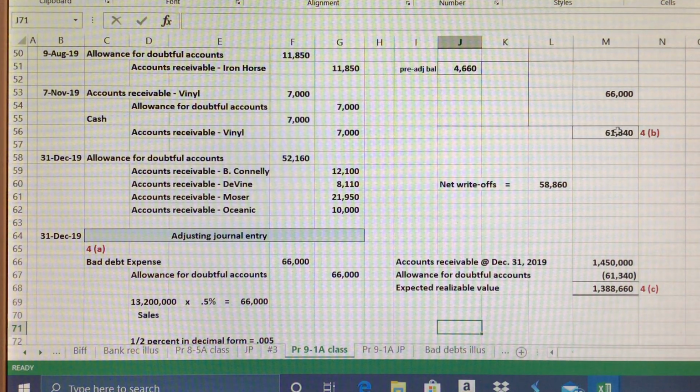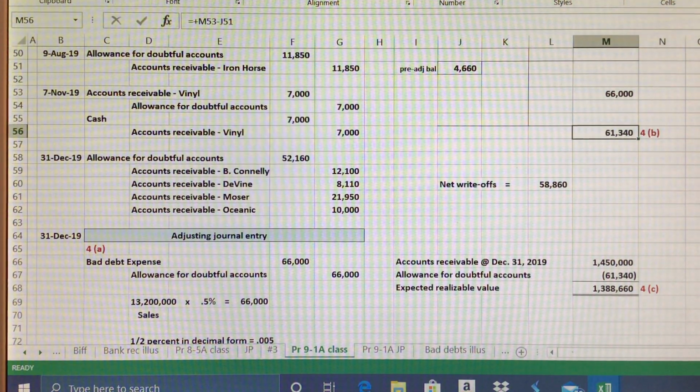What is the balance? Well, the balance is mathematically whatever it turns out to be. You take your debit balance, sprinkle in your $66,000 credit, voila, $61,340. If you want to calculate your expected realizable value, what do you do? Same thing we did last time. Take the $1,450,000, subtract the $61,340, and that's a bingo. That's your expected realizable value.